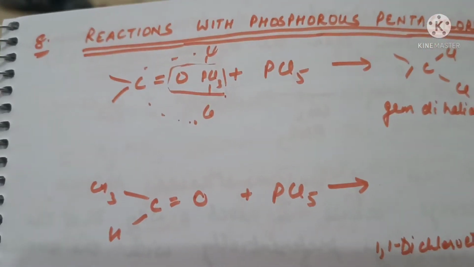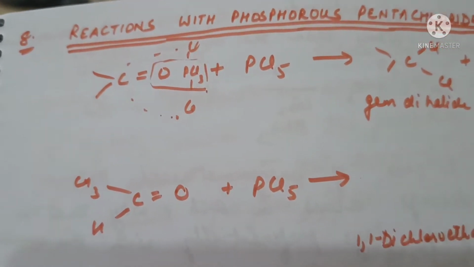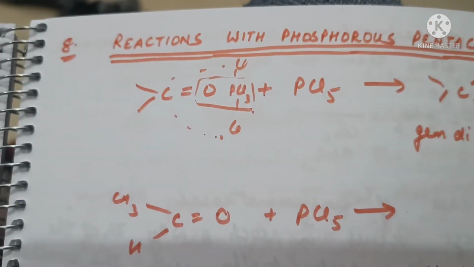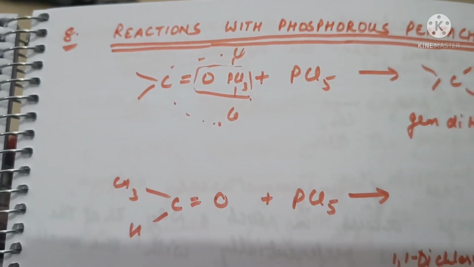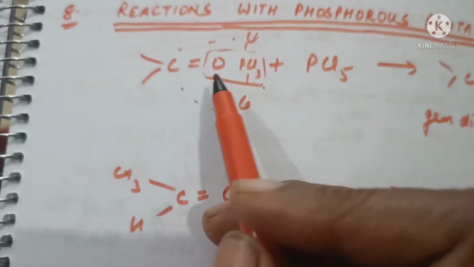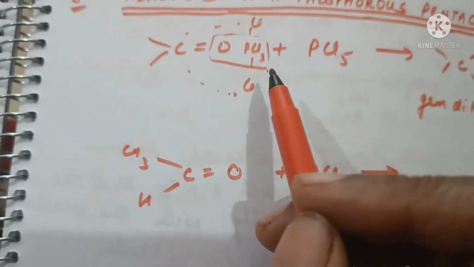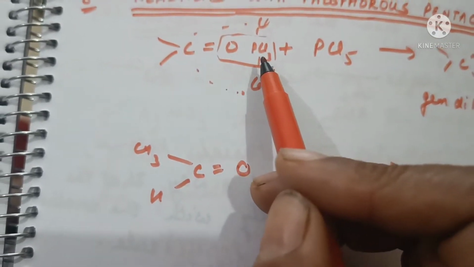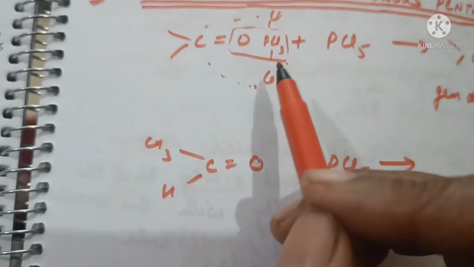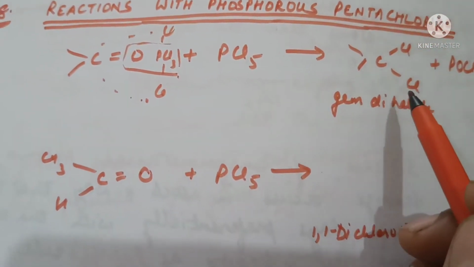We are doing chemical properties of aldehydes and ketones. Let us continue. The reaction that we will be doing is reaction with phosphorus pentachloride, PCl5. The compounds containing carbonyl group will react in such a way that PCl3 combines with oxygen forming POCl3 and two chlorines get attached here to form a geminal dihalide.